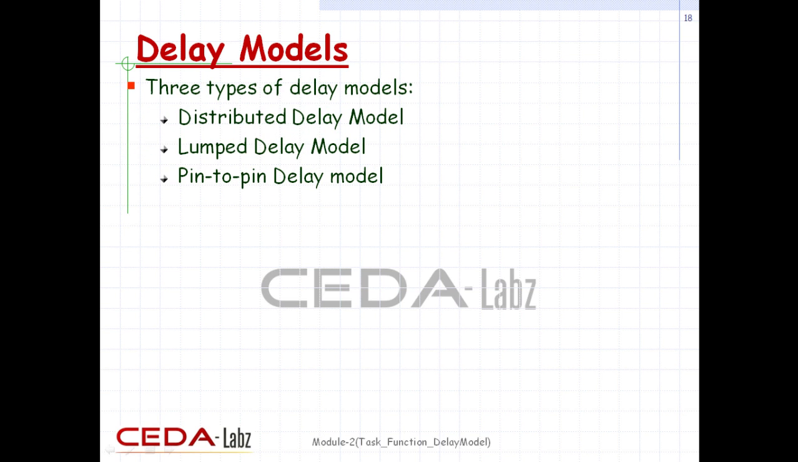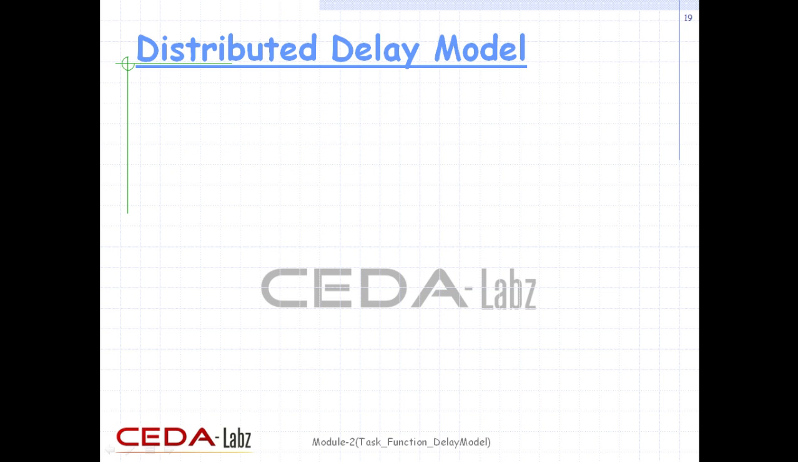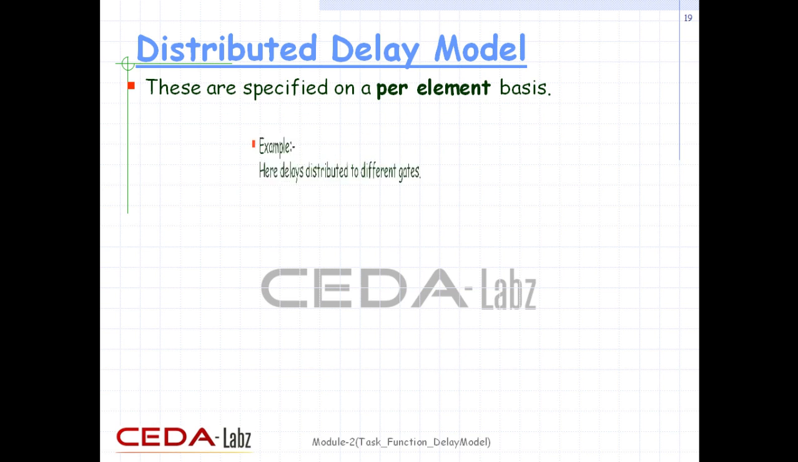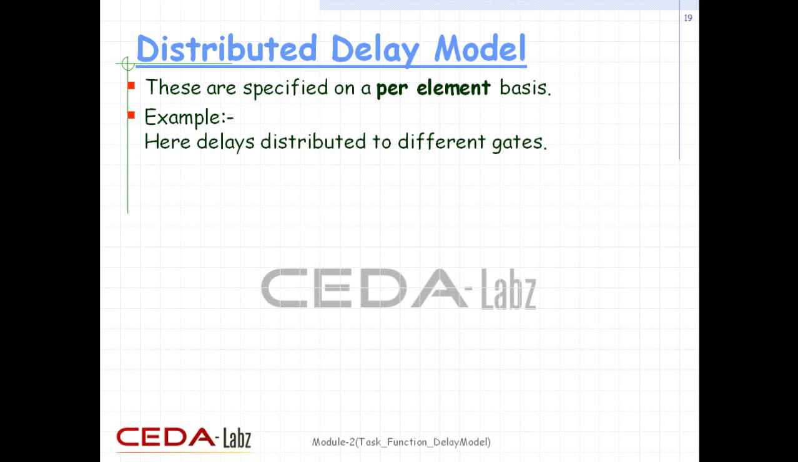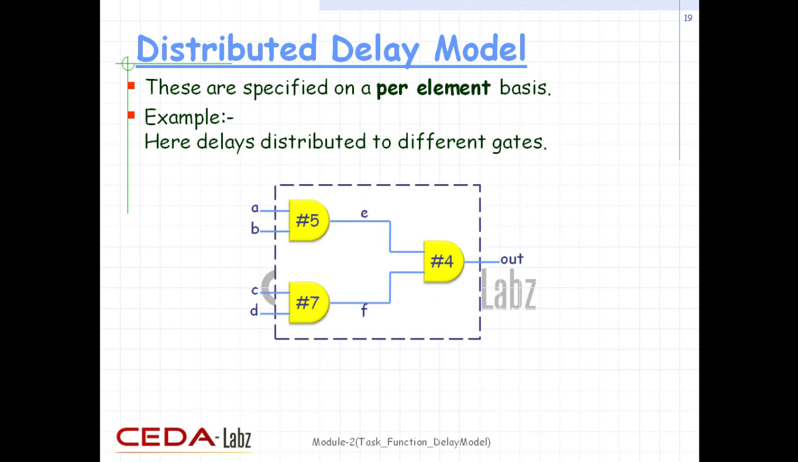There are 3 types of delay models used in Verilog: distributed, lumped, and pin-to-pin, also called path delays. Distributed delays are specified on a per-element basis. Delay values are assigned to individual elements in the circuit. An example of distributed delays is shown in this figure. Distributed delays can be modeled by assigning delay values to individual gates, or by using delay values in individual assign statements. When inputs of any gate change, the output of the gate changes after the delay value specified.